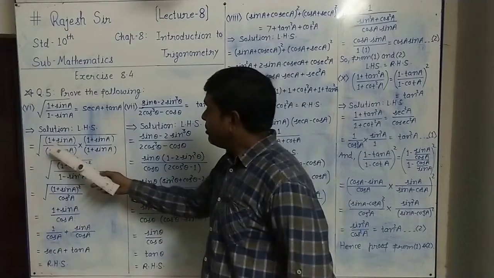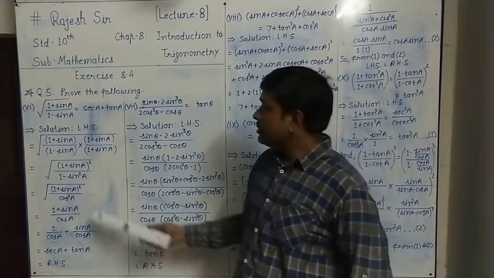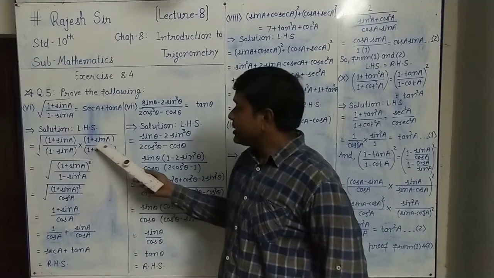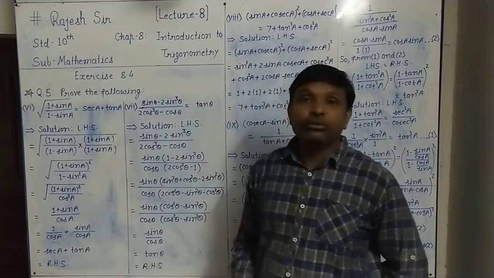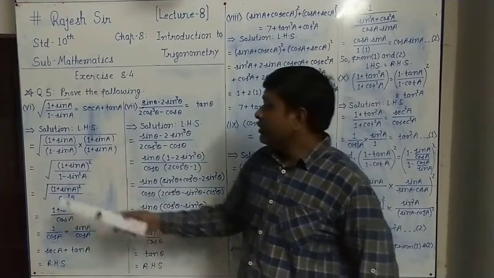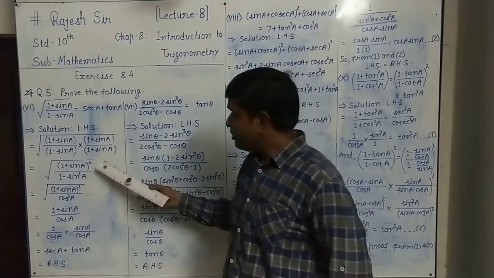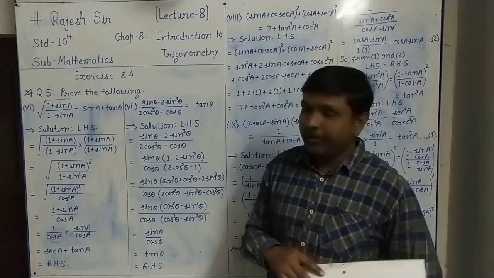The whole root of (1 plus sin a) upon (1 minus sin a) as it is. And what have we done extra here? Multiplied by (1 plus sin a) upon (1 plus sin a), up and down. We multiplied by the conjugate of the denominator. Of 1 minus sin a, the conjugate is 1 plus sin a. So 1 plus sin a, up and down, we have multiplied.